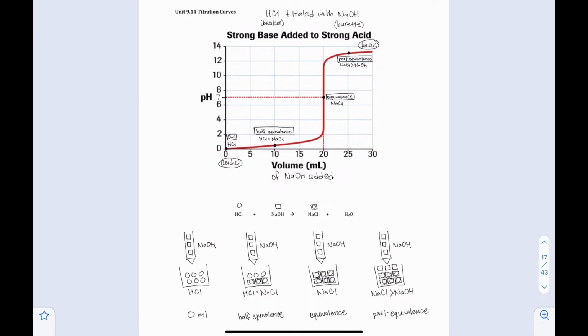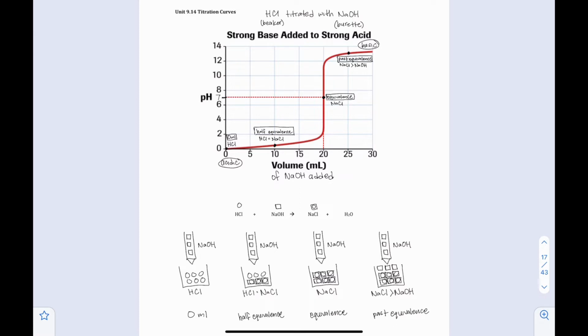The equation is HCl plus NaOH yields NaCl and water. To help us visualize what's happening in the beaker, I used circles to symbolize HCl and squares to symbolize NaOH, and I combined the two symbols for NaCl to show when the acid and base had been neutralized.